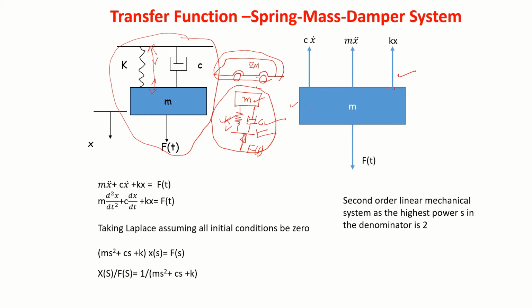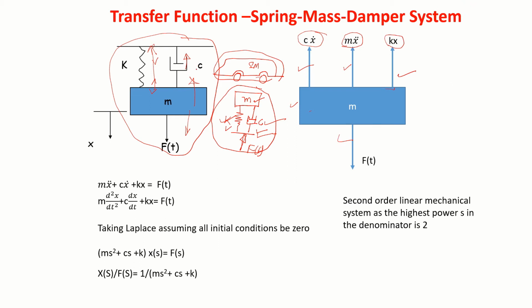Similarly, when I pull this, the damper offers a resistance in this direction. So the damping force should also act in the opposite direction. Whenever a mass moves in one direction, the inertia force always opposes that. So the inertia force should also oppose this motion. I've already defined inertia force as nothing but mass into acceleration. Damping force is damping coefficient into velocity. And the spring force is spring constant into displacement. And the force is acting downwards.